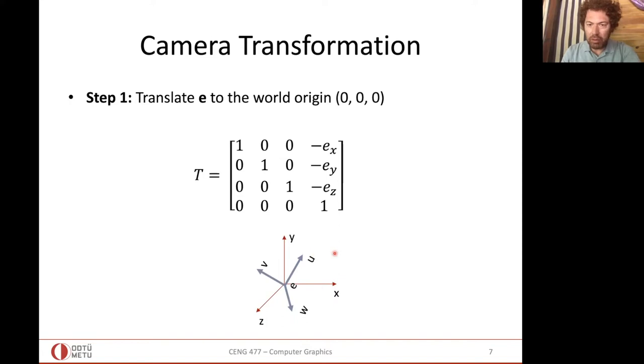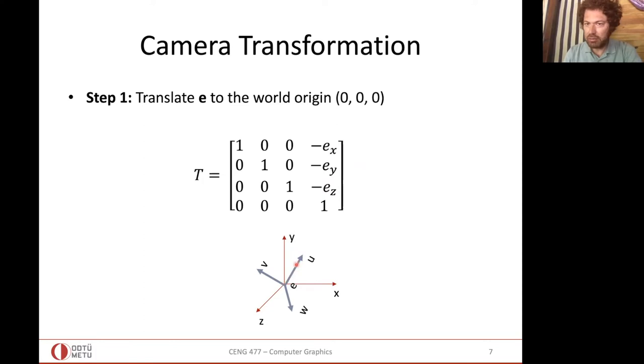Actually, all I need to do is first translate the E point to the origin. So the E point has EX, EY, EZ components in 3D. I just need to cancel them out. So I need to apply this translation. And again, to write everything in terms of matrix multiplications, I go to the homogeneous coordinate system. So this is the translation matrix pattern. I put TX, TY, TZ movement in the fourth column with one in the end, as we know from the previous week. So that would be my translation.